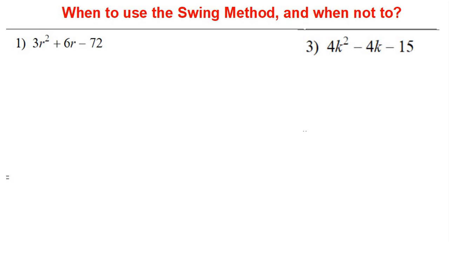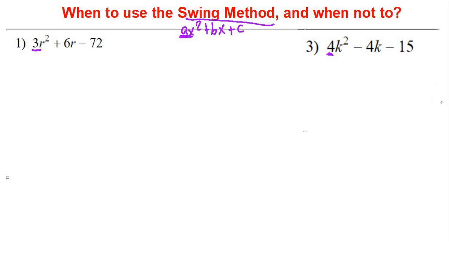So I just want to address a question that might arise when you're doing factoring. That is, am I always supposed to use the swing method when this number in front, which we're referring to as ax squared plus bx plus c, that's standard form, does not equal 1, which it doesn't for each of these? Does that mean that I'm automatically supposed to use the swing method? And the answer is no.